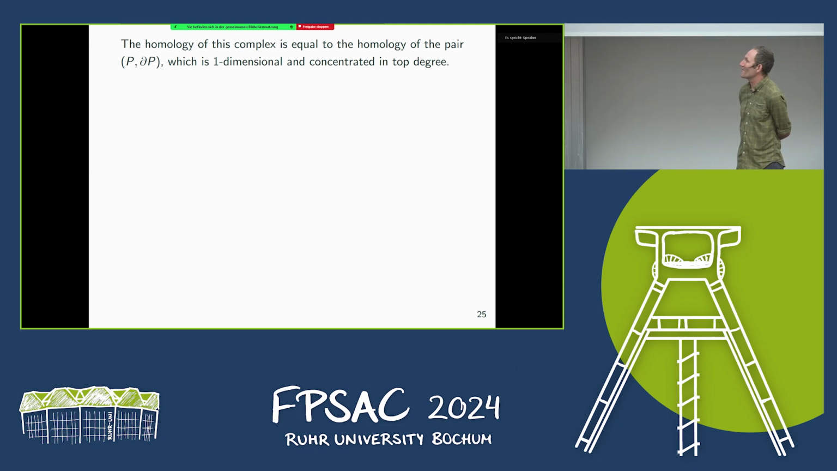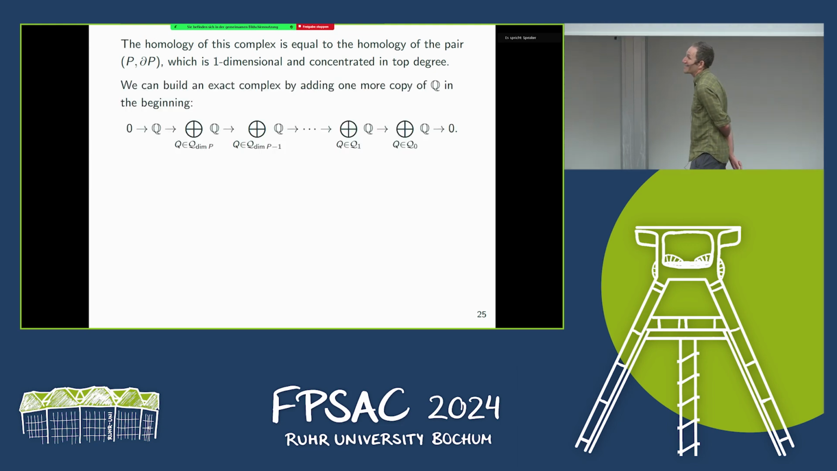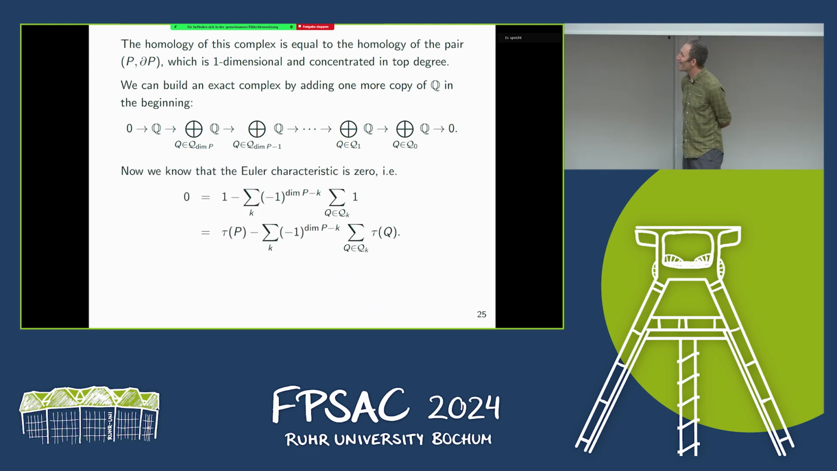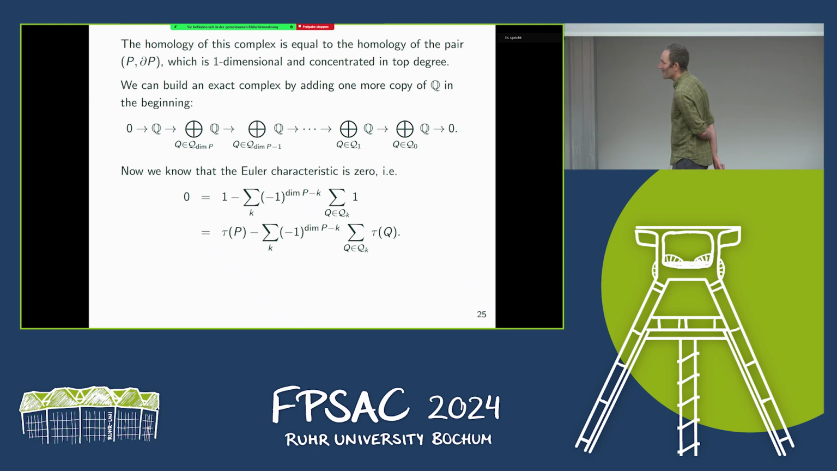The homology of this complex is equal to the homology of the pair, which is one-dimensional and concentrated in top degree, right? Because it's a disk relative to its boundary. We can build an exact complex by adding one more copy of Q in the beginning, right? And now we know that the Euler characteristic is 0, right? So 0 is 1 minus this alternating sum of a bunch of copies of 1. But that's just the trivial invariant applied to the corresponding element of I of V, right? Tau of P minus the alternating sum of tau of Q's for Q ranging over the internal faces.